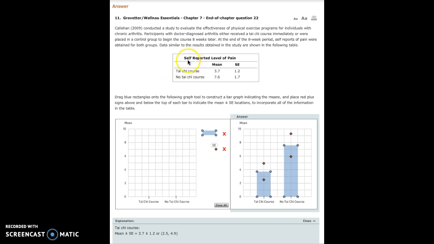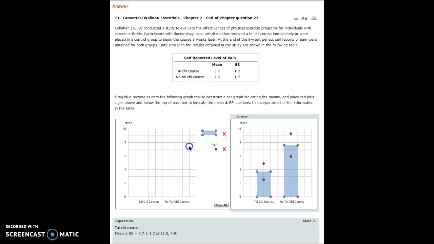In this table, we see that it indicates the mean amount of pain reported for those who went through the Tai Chi course is 3.7, with a standard error of 1.2. The other control group experienced an average of 7.6 in terms of level of pain, with a standard error of 1.7. Drag blue rectangles onto the following graph to construct a bar graph indicating the means, and place the red plus signs above and below the top of each bar to indicate the mean plus or minus the standard error locations to incorporate all the information in the table.